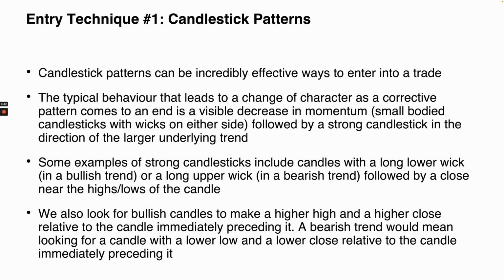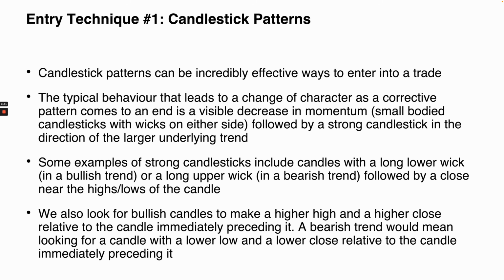So what exactly is a strong candlestick? Well, some examples would include candles with a long lower wick, that would be in a bullish trend, or a long upper wick, that would be in a bearish trend, followed by a close near the highs or lows of the candle. The final thing I look for when I'm dealing with bullish candles is for the candle to make a higher high and a higher close relative to the candle immediately preceding it. A bearish trend would mean looking for a candle with a lower low and a lower close relative to the candle immediately preceding it.